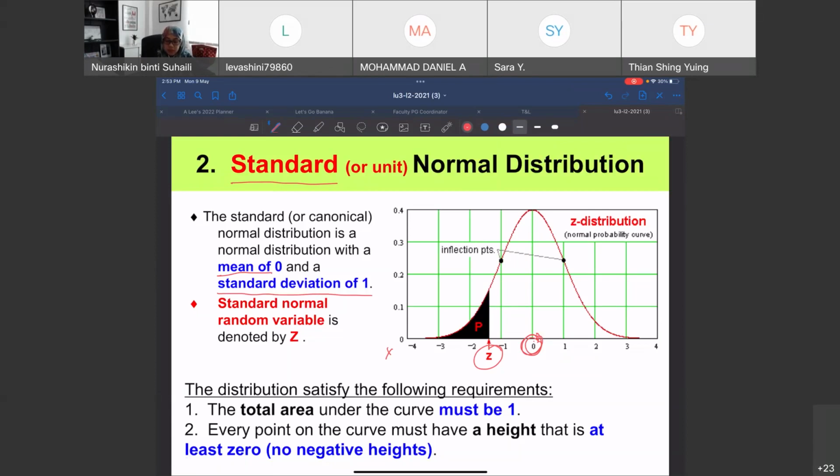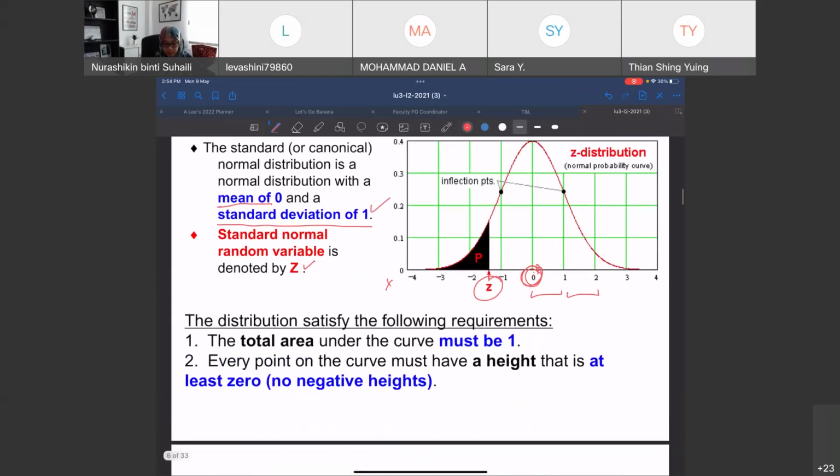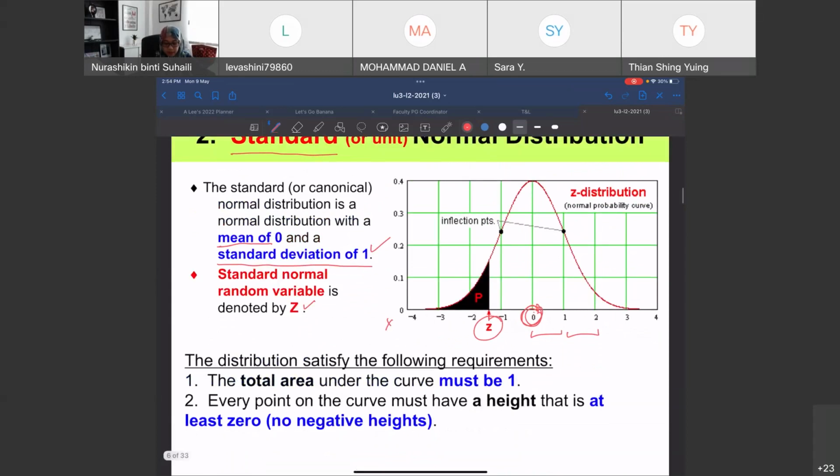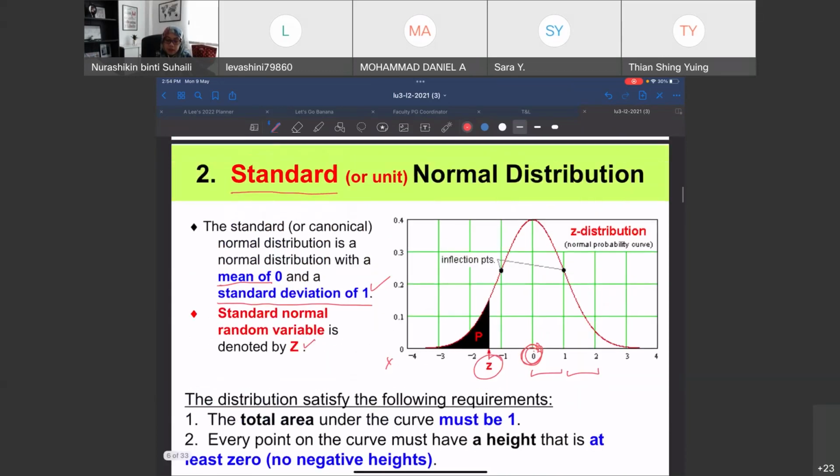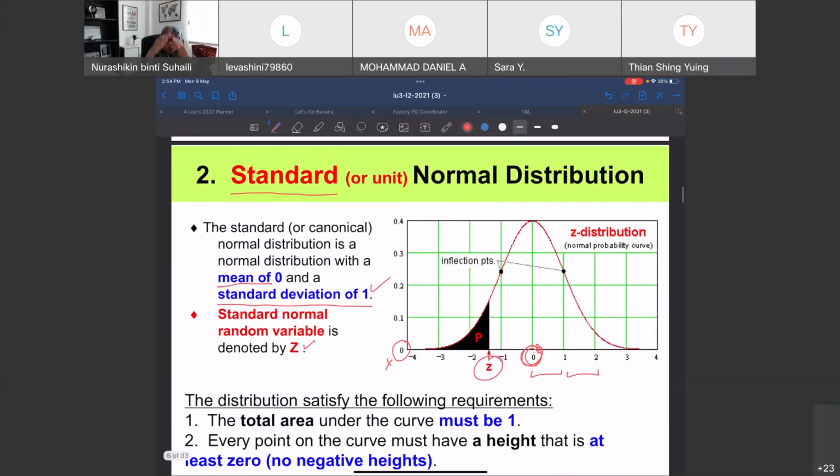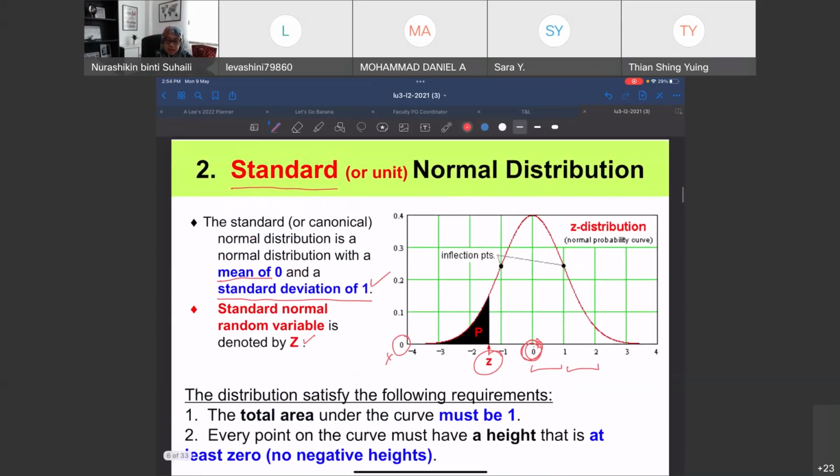So it means that the difference between this and this is 1. That's what is meant by the first statement. Now we refer to the values on the x-axis as z. The total area under the curve must be 1. Okay, I've mentioned that. Every point on the curve must have a height that is at least 0. Another thing you have to take note of is the y-axis. The distribution starts from 0, so there are no negative heights. We only consider the positive axis for y.